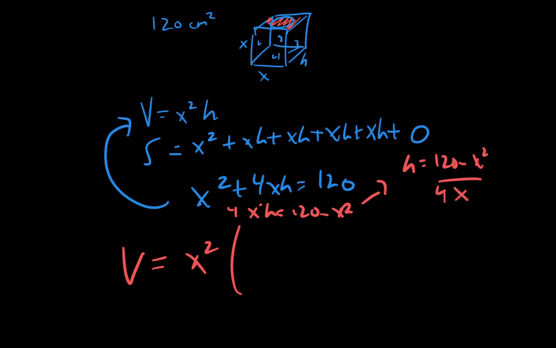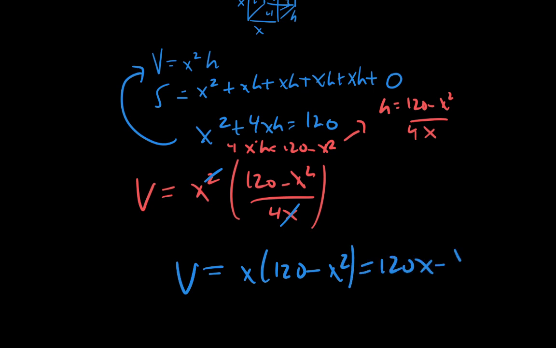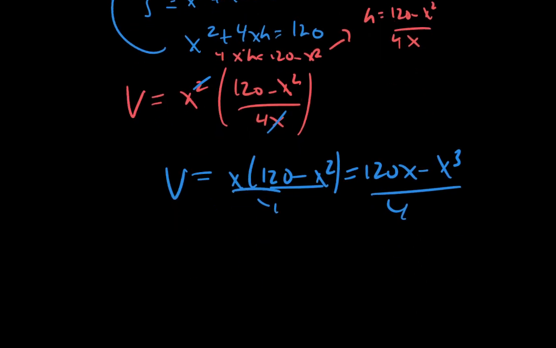So then our volume is going to be X squared times 120 minus X squared over 4X. And this is going to cancel. So our volume is X times 120 minus X squared, or 120X minus X cubed. Of course, that's divided by 4. I missed that. And our volume is then 30X minus X cubed over 4.